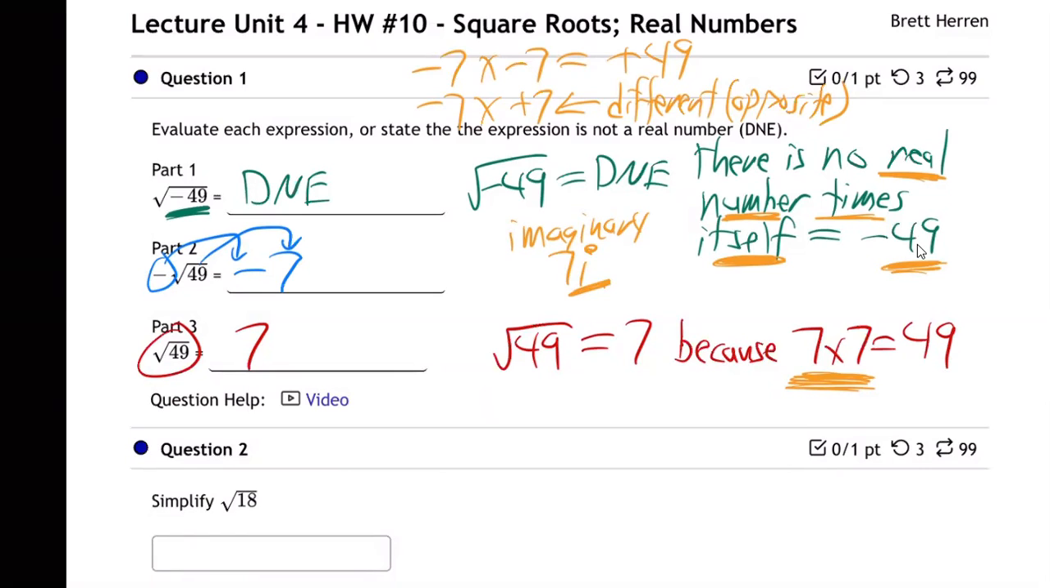They'll talk about the fact that there's no real number, but we can use imaginary numbers, which might sound funny, but even though it's imaginary, it's used in real life engineering and other applications, circuit design for electricity, magnetism, all the time. Anyway, enough said. We're not going there. We'll just say does not exist because there's no real number times itself that could ever equal negative 49.